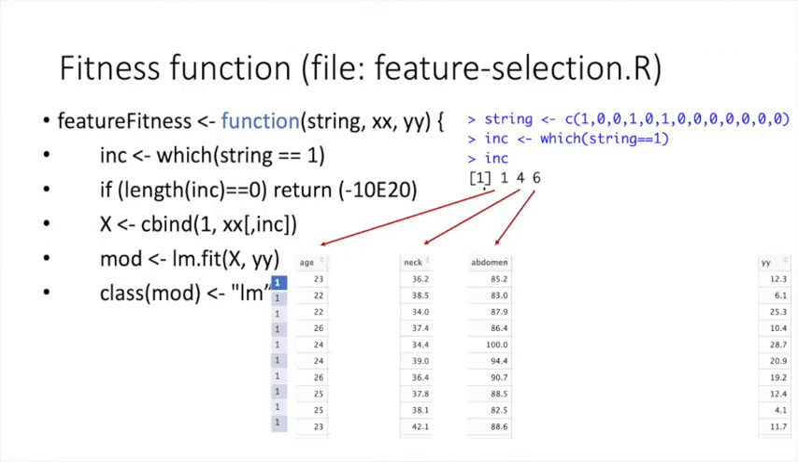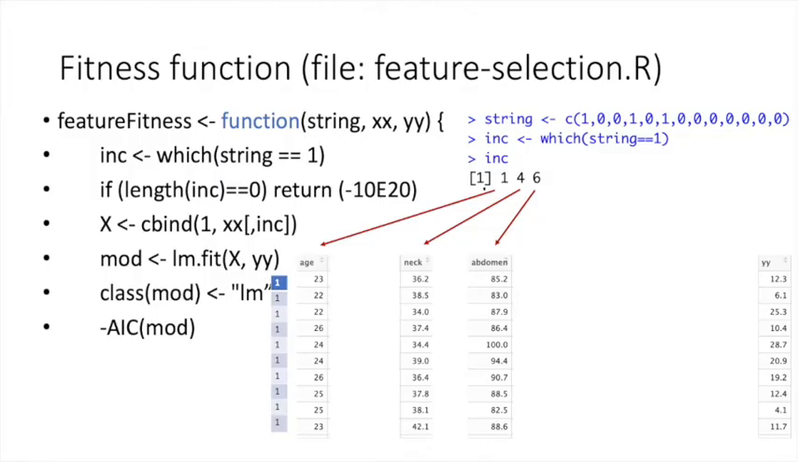We also call a method called class. Do not worry about it if you do not fully understand it. It just defines the type of this model that has been produced. It puts a string "lm" just to show that it is a linear model. And finally, we call the AIC function to compute the AIC criteria.